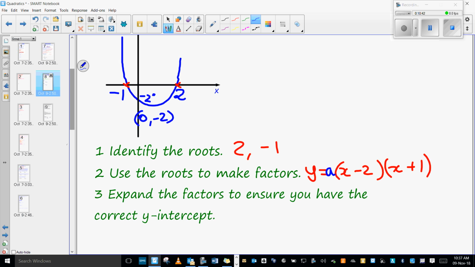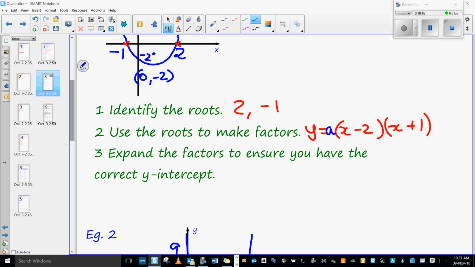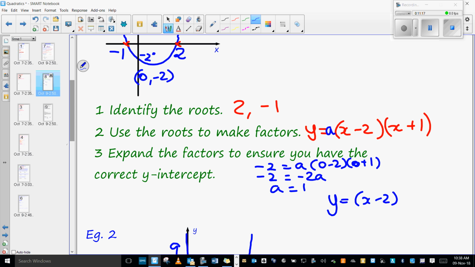So what we do then is to either expand the factors or substitute in that coordinate. So -2 is equal to a lots of 0 minus 2, 0 plus 1. So -2 equals -2a, so a is 1. Therefore, there is no value in front. My equation is just straightforward x minus 2, x plus 1.